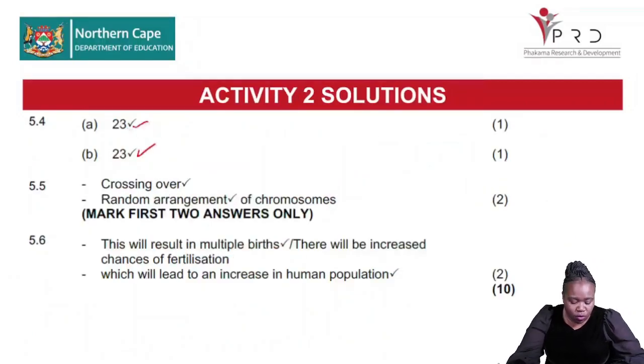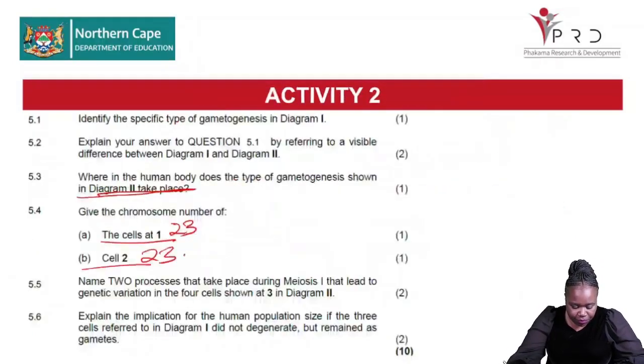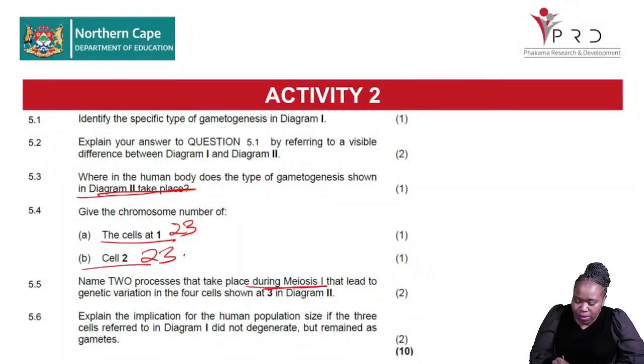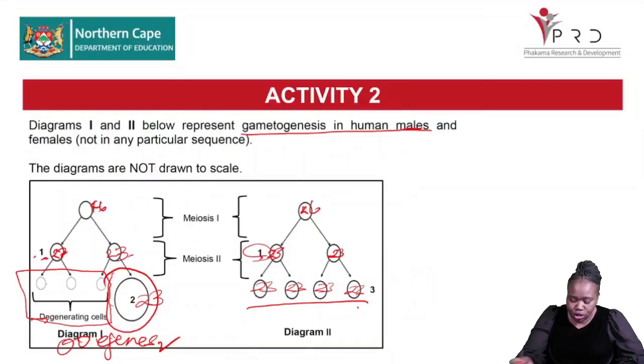Okay, let's go back to 5.5. Name 2 processes that take place during meiosis 1 that lead to genetic variation in the 4 cells shown at diagram 3. So all the cells shown at diagram 3 are going to be genetically different from each other. Any cell that is produced by meiosis is going to be genetically different from the other cells. So what processes take place to make sure that these cells are genetically different from each other?